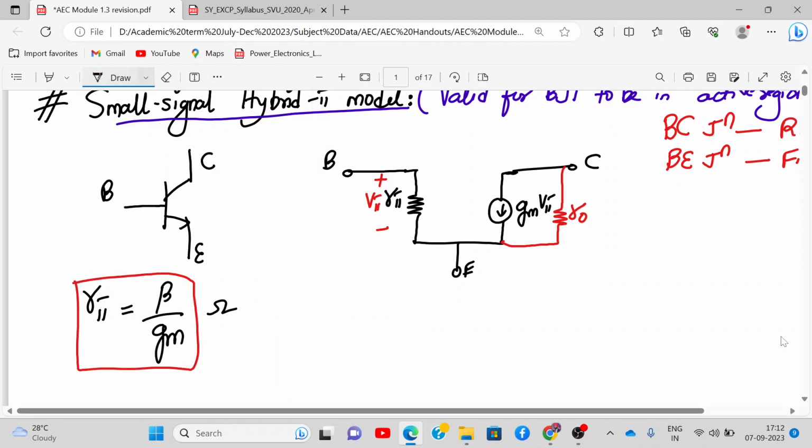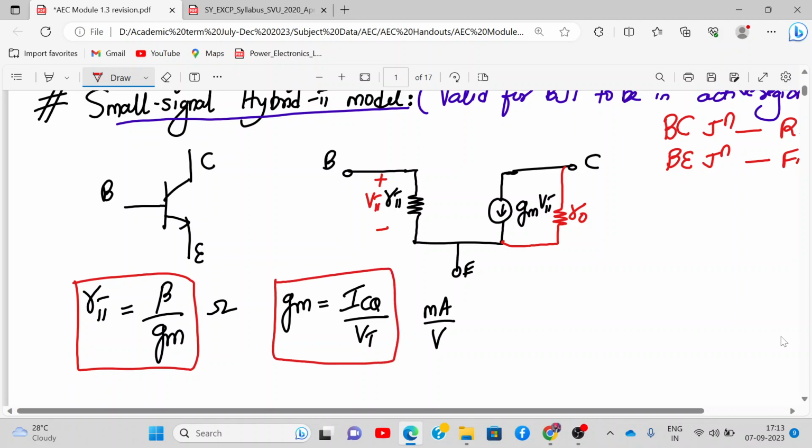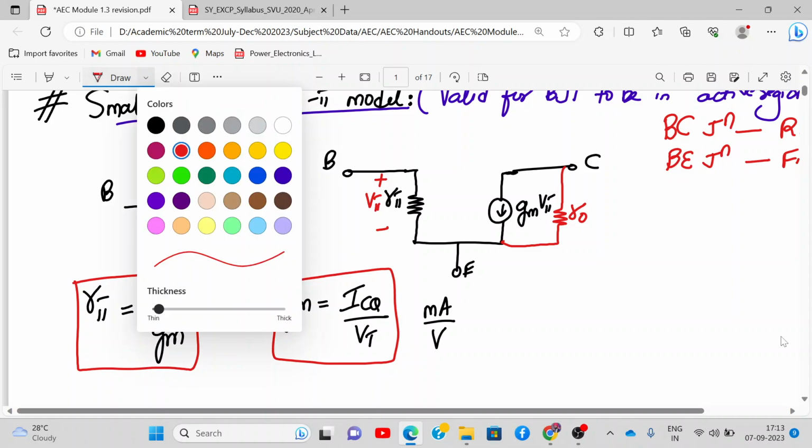Okay. Then next is gm. Its value is ICQ upon VT. VT is the thermal voltage, and the unit of gm is milliampere per volt. The answer you will get in ampere per volt, but convert it into milliampere per volt. It's easy for further analysis.